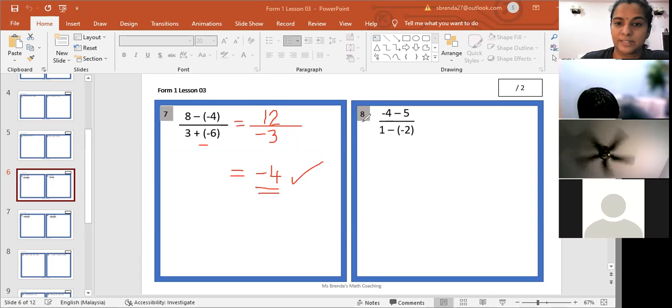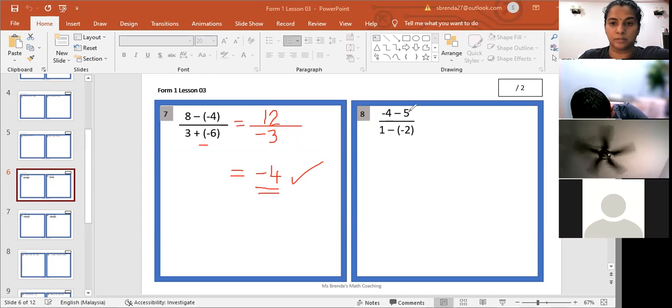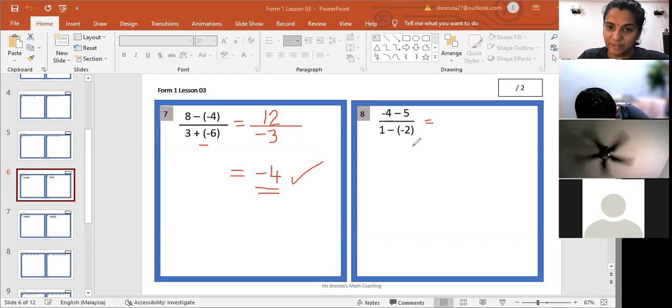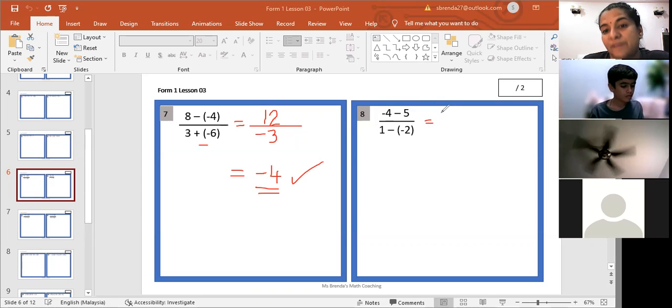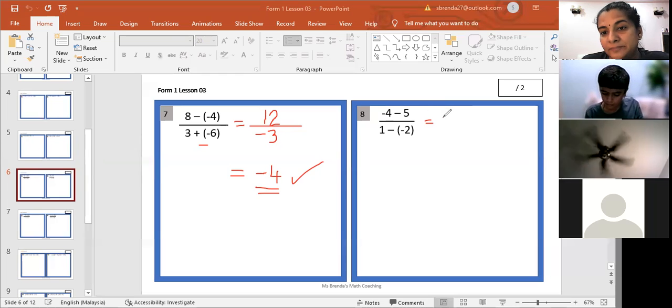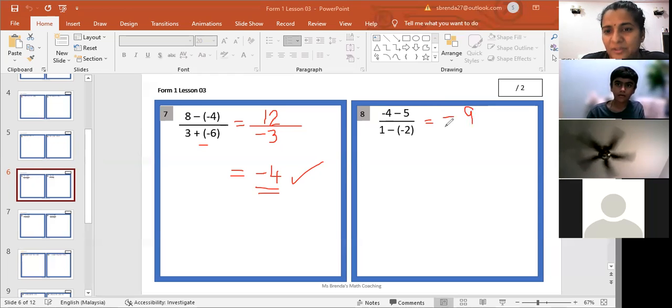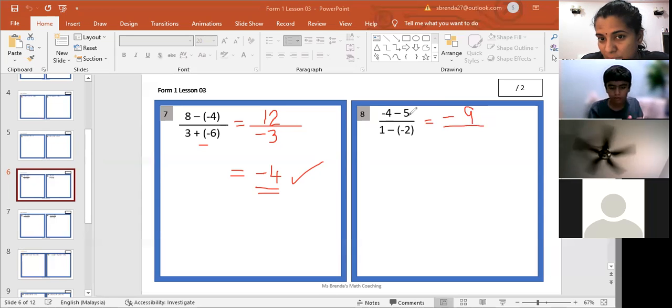In other words, what's happening here is you have got to treat whatever is above the fraction line as one whole first. You do the upper part, then figure out the lower part, and then only combine and do both. Okay? Now, what is -4 minus 5? 9. Is it 9? -9. Yes, it's a -9. So that's the top part of the equation.